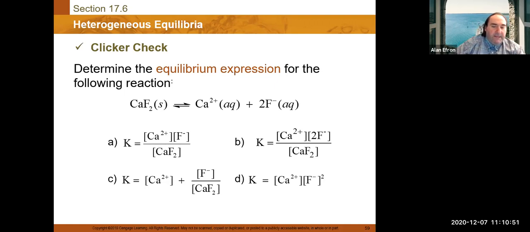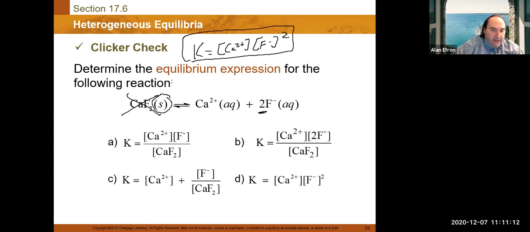Okay, so same idea. We're going to go products over reactants here. So our calcium is aqueous, so that can be included. Our fluoride also aqueous. We do need to square it because of the coefficient. Coming to our product side, we have a solid, so not going to be included. So this should be our K expression. Looks like D is a winner, I think, on that one. Any questions on that one there?